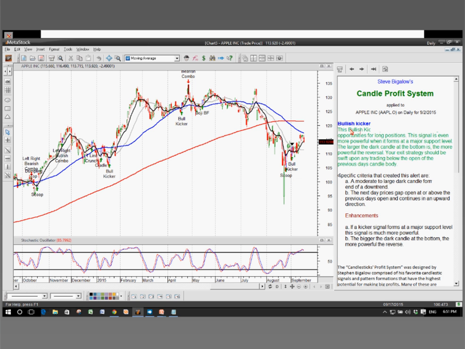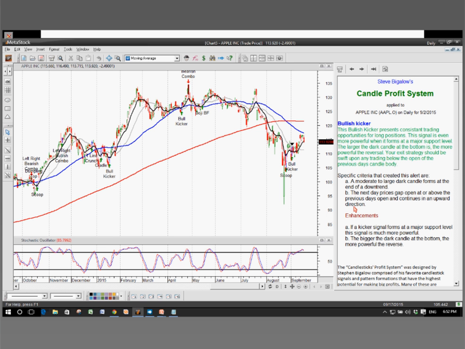It's going to actually give you an overview of what the bullish kicker is. So in this particular case, the bullish kicker presents consistent trading opportunities for long positions. This signal is even more powerful when it forms at a major support level. The larger the dark candle at the bottom is, the more powerful the reversal. Your exit strategy should be swift upon any trading below the open of the previous day's candle body. So it gives you an idea of how to get out of it.